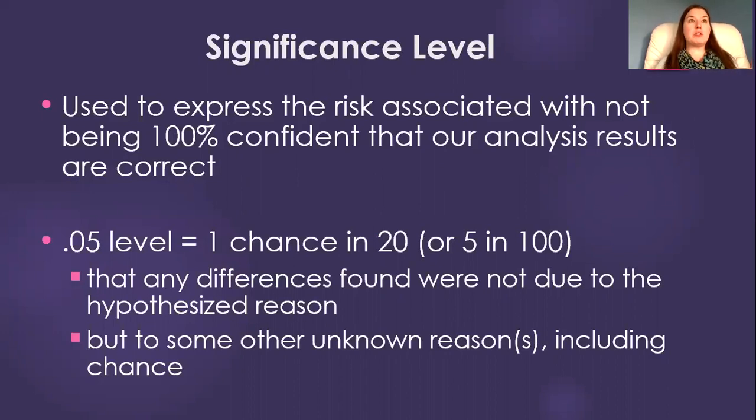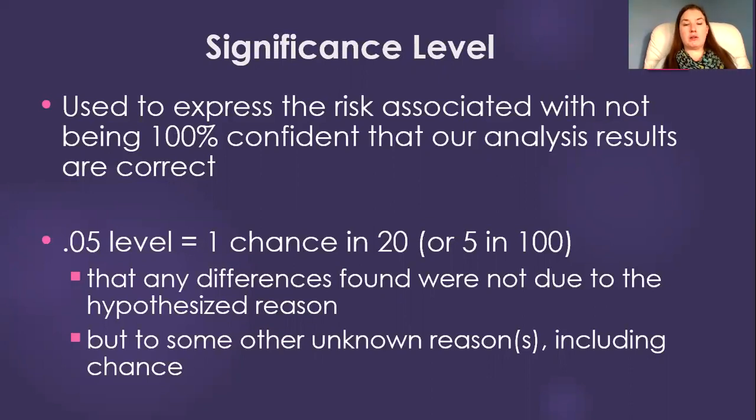You can think about what is the chance that we're willing to get the analysis wrong as what significance level means. So if we have a p-value that's set at 0.05, that means there's a 1 in 20 chance, or 5 out of 100, right? A 5% chance that our analysis is not correct, that any differences that we found were not due to the hypothesized reason. So think back to when we were doing the null and alternative hypotheses, and our alternative hypothesis was always that there was an actual difference in mean on the dependent variable for the two groups of the independent variable.